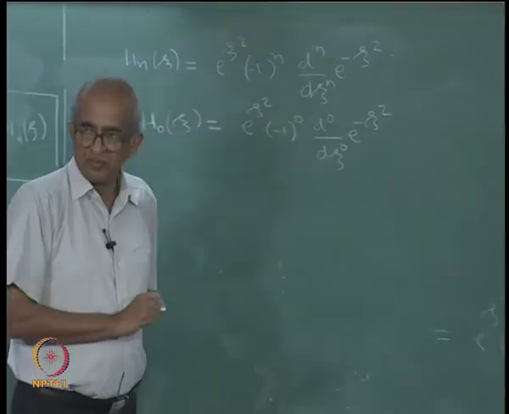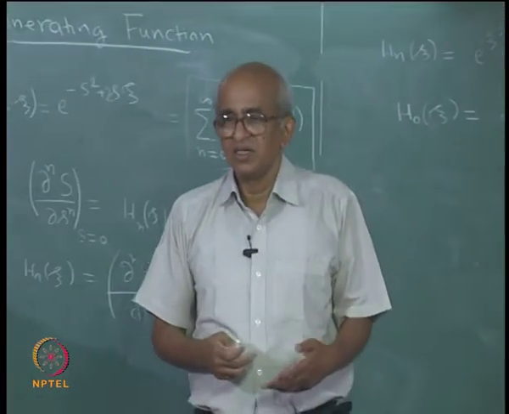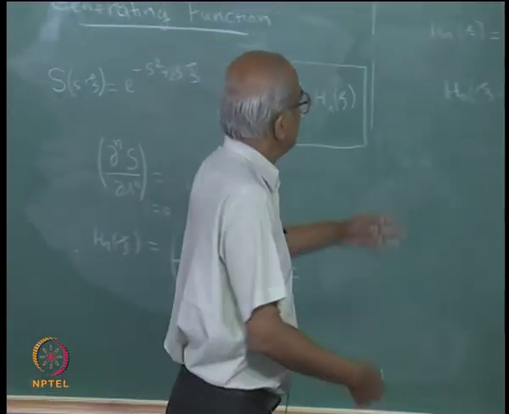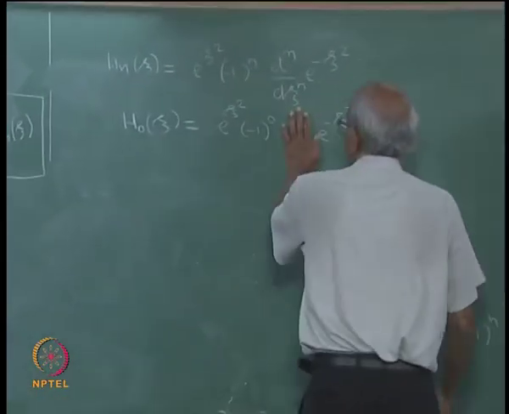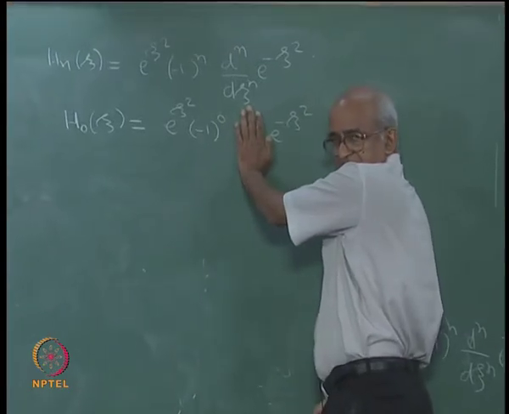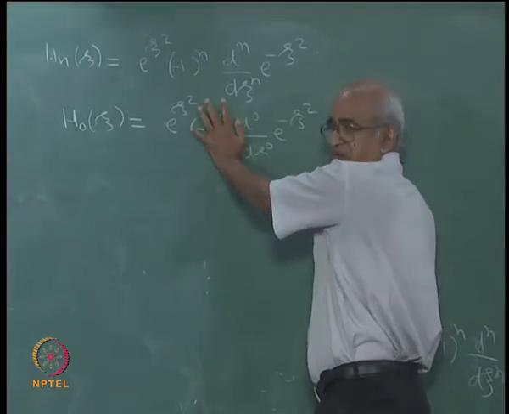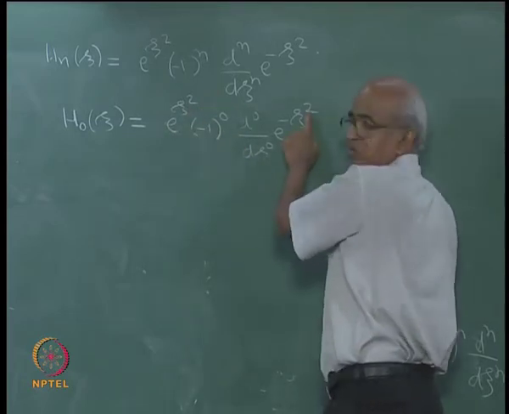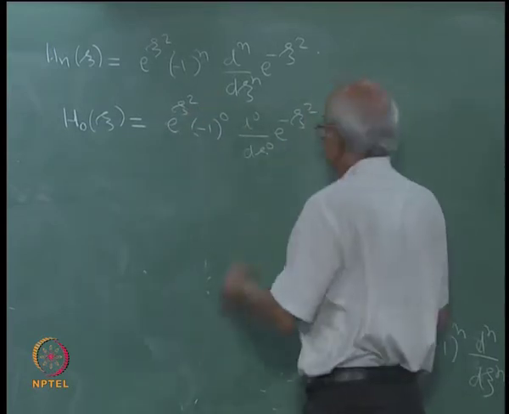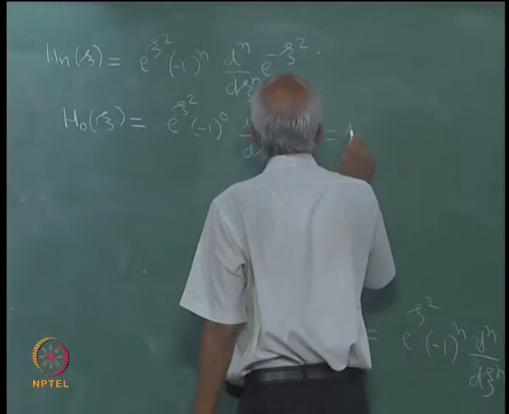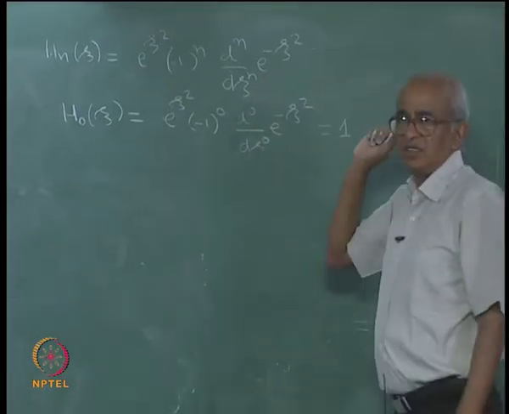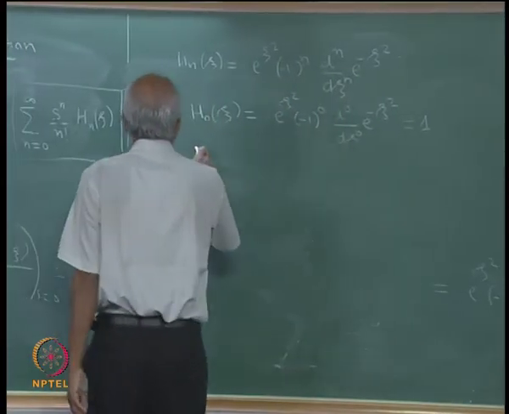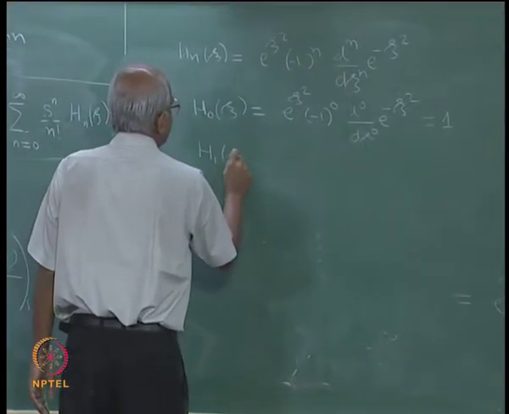This will be H0, which actually is really unnecessary for me to write down because it is so simple. The power of 0 means you are not carrying out any differentiation, and minus 1 to the power of 0 is 1, and so e to the power of c square and e to the power of minus c square will cancel, and you will get the answer as 1. Simple and straightforward. Let me just very quickly evaluate H1.